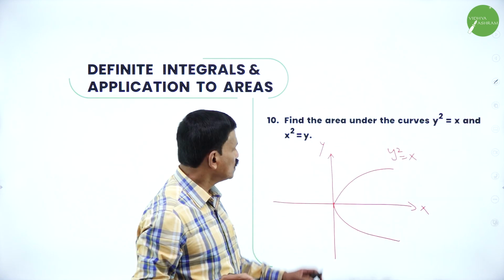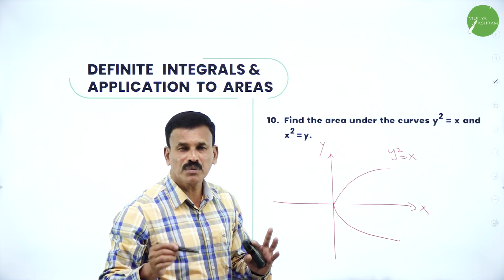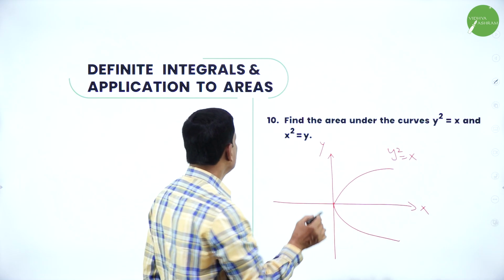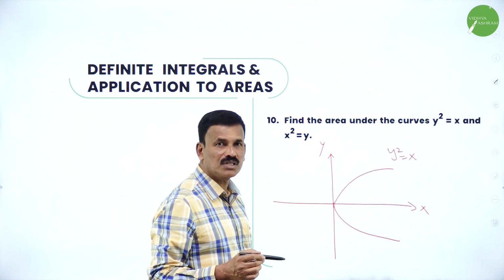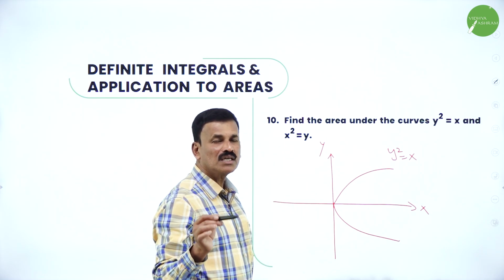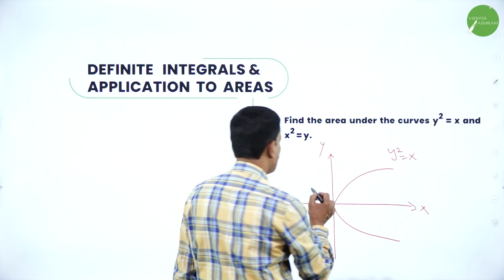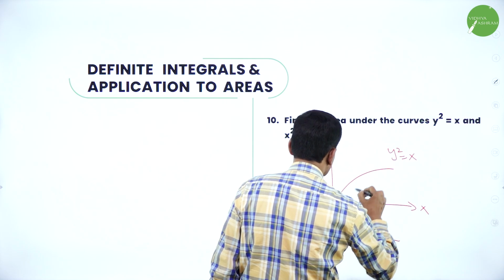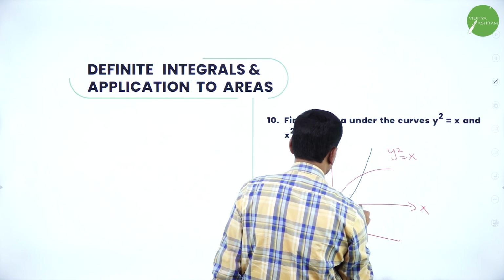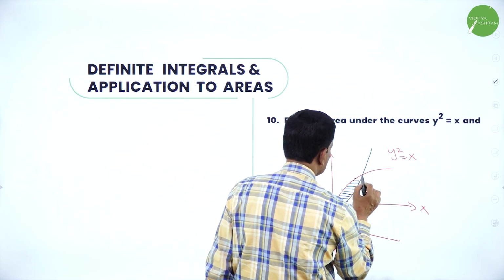Let me write properly. So y square is equal to x is an equation of a parabola opening rightwards. Another one is x square is equal to 4ay. X square is equal to y is of the form x square is equal to 4ay, the equation of a parabola opening upwards. So this is the parabola. Now we have to find the area enclosed by these two curves.